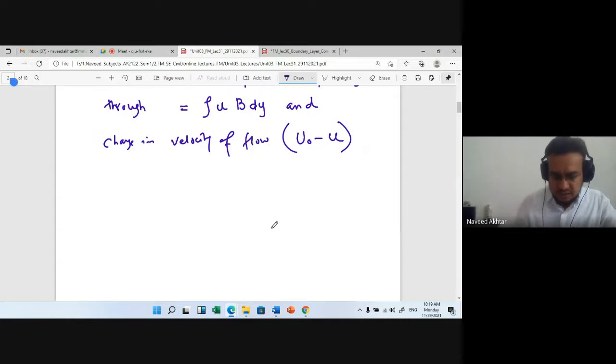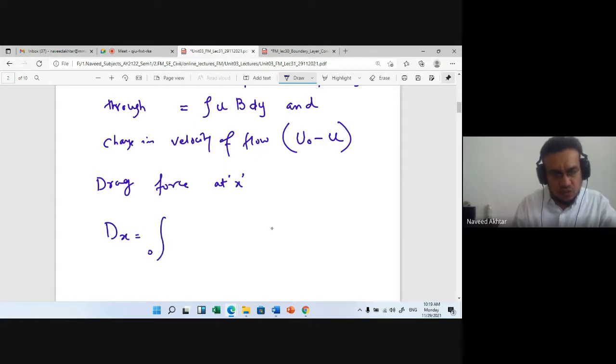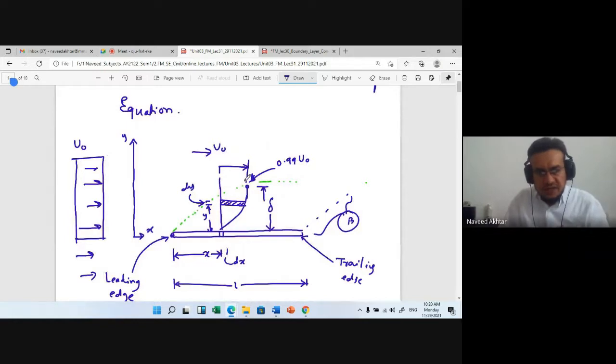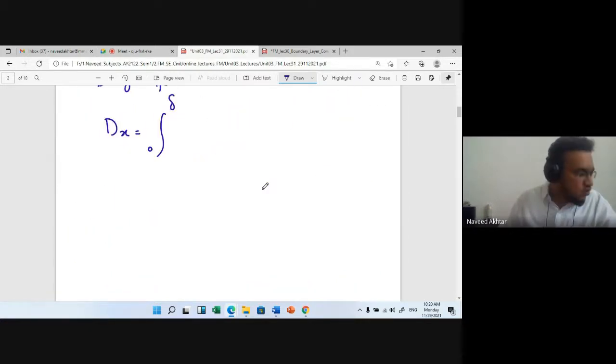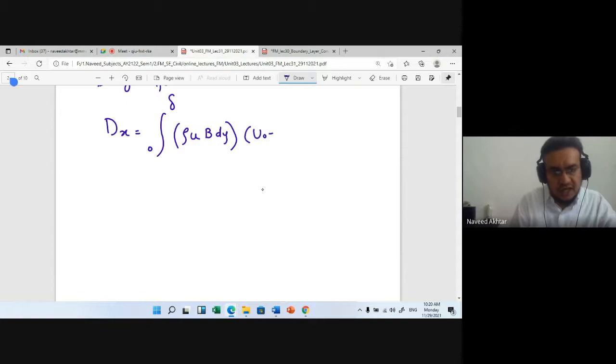What is the drag force at x? The drag force at x, pulled from the leading edge, dFx, is equal to the integral from 0 to delta, because our velocity is changing from 0 to delta. It is parabolic: here it is 0, and at distance delta it matches u0. That's why 0 to delta. Mass is rho u B dy for the small strip, because we are finding it at a distance x for the small strip, and u0 minus u is the change in velocity, into this one.